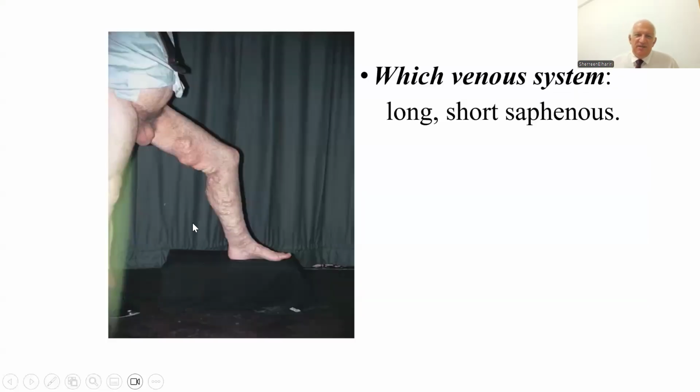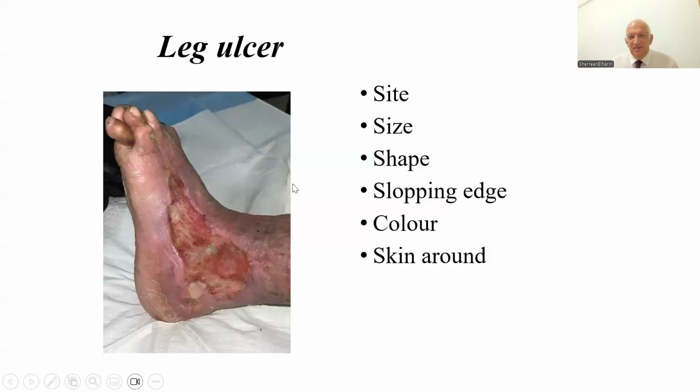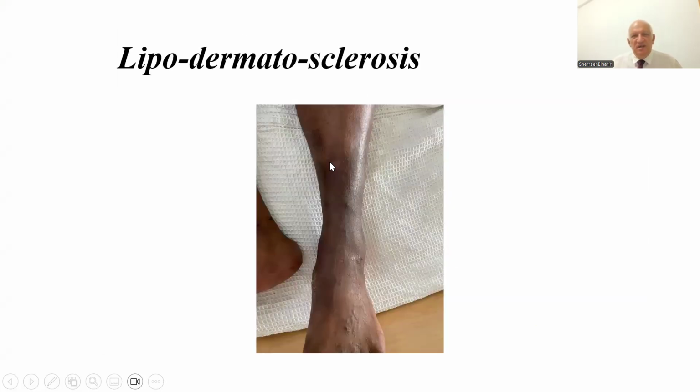After that, looking down, the patient may have hyperpigmentation due to venous hypertension, or lipodermatosclerosis, or an ulcer. If you find an ulcer, you describe it: site, size, shape, and of course the edge is sloping, with a red color, so not granulation tissue, not infected. The skin around has some pigmentation due to venous hypertension and some deformity in the toes, or lipodermatosclerosis due to venous hypertension.